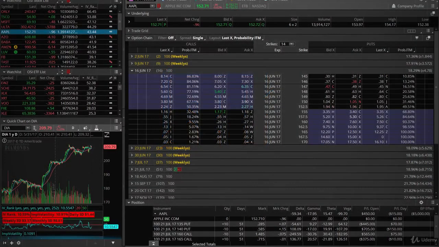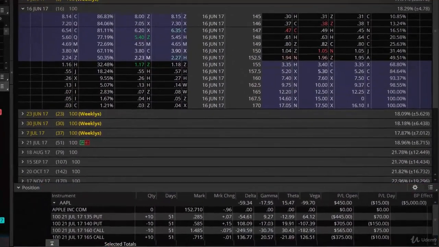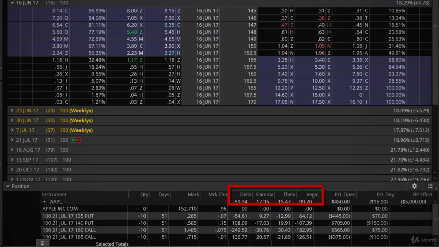Learning the Greeks is confusing for most at first, but what Thinkorswim allows us to do is view our position Greeks, which are automatically calculated for us by the software. In Apple, we have a position on called an iron condor. Now, don't worry if you don't know what an iron condor is. We're going to cover this in a later lesson. But for now, I just want to call your attention to the position Greeks on this Apple trade that we put on a few days ago.